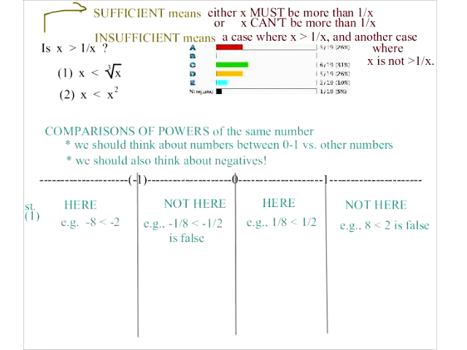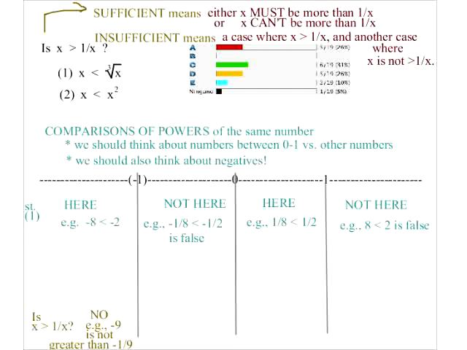So notice the statement, the question prompt. Let's address that. Is x greater than 1 over x in this region? No, it's not. For example, -9 is not greater than -1/9. So the same thing will be true in that region.